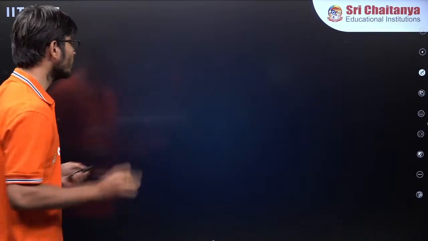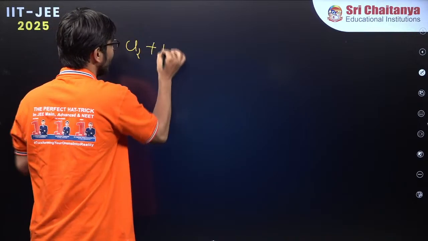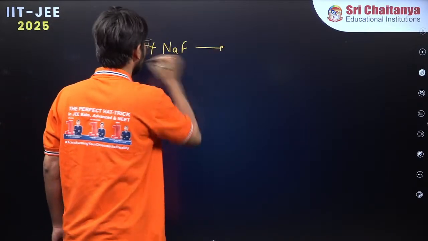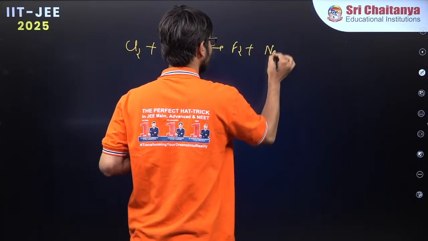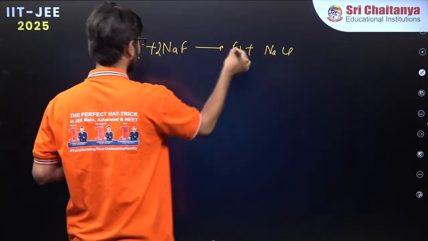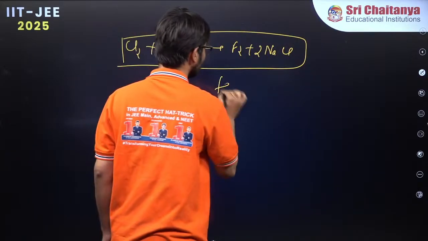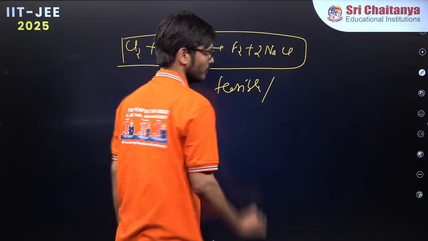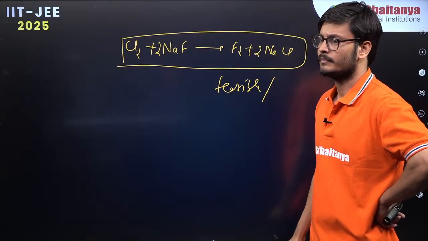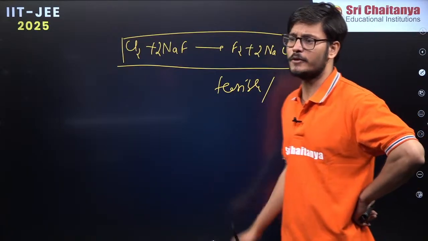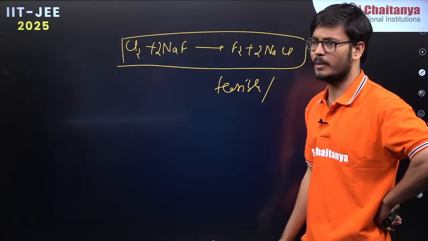Similarly, if I ask you, let us say we are having Cl2 and F minus, NaF. Now the product formed will be F2 plus NaCl. You can balance the reaction. Make this 2 and here it will be F2 and 2 NaCl. Is this reaction feasible or non-feasible? Tell me, Cl2 plus NaF, reaction feasible or non-feasible?